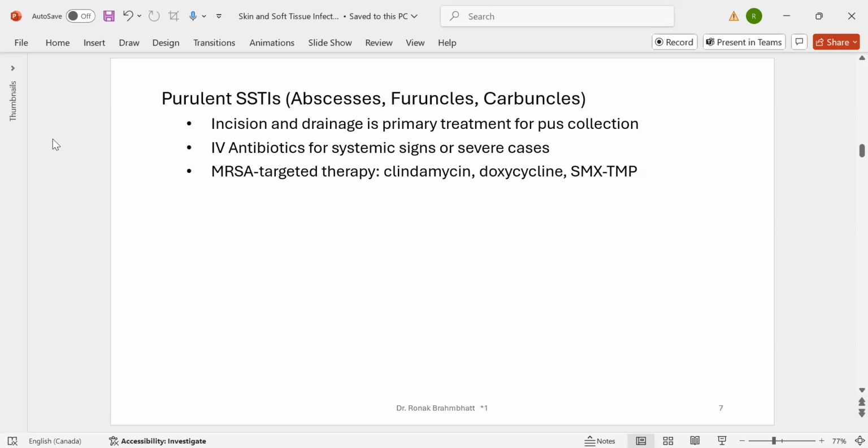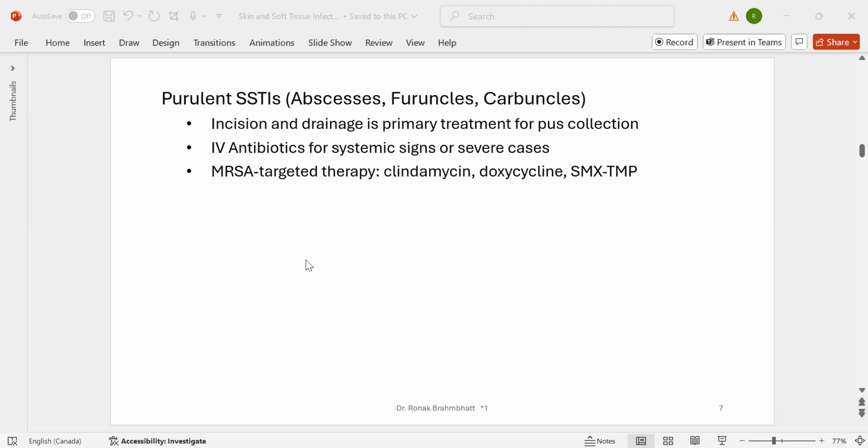You can consider IV antibiotics if you have systemic signs. So when you have like fever, right? Temperature going high, right? Rigors, chills, those sorts of things. Okay. So you need IV antibiotics in those cases. And then if you suspect that this person might be positive for MRSA, methicillin resistant Staph aureus, okay, like let's say antibiotics in the hospital and so forth.